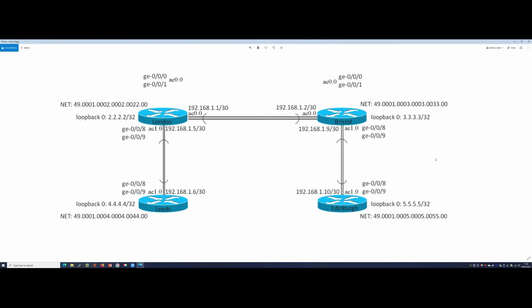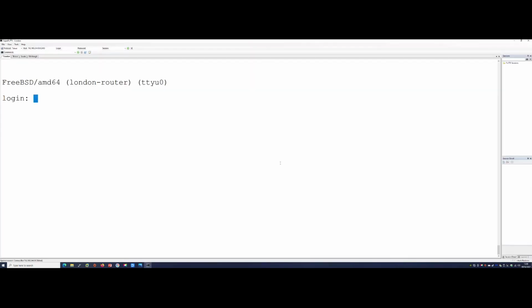Okay, so this is the network we're going to be working with. You might want to pause it at this point if you want to have a look at the topology and design it yourselves. So without further ado, let's go ahead and configure everything. So let's start our configuration with London.